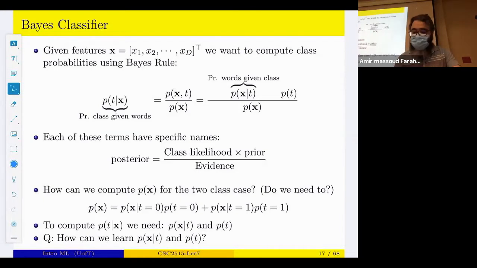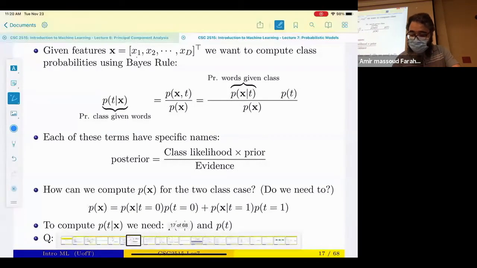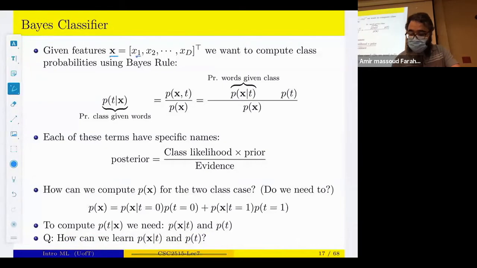Given a feature which is d-dimensional, where each X has X1 to Xd, we want to compute the class probability using Bayes' rule. So we want to compute the probability of T conditioned on X, the probability of a class given words, which can be written using Bayes' rule as P of X conditioned on T. So that is the probability of words given the class, like whether it's spam or not. If it's spam, the probability of seeing words like winner or gift or 1,000, some money, dollar is higher.